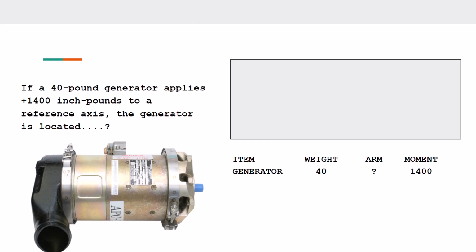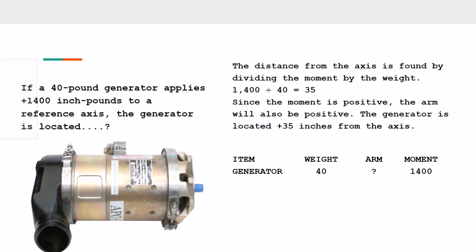Moving on to question number 4. If a 40-pound generator applies plus 1,400 inch-pounds to a reference axis, the generator is located... So this is tricky. This is giving you two criteria, a 40-pound generator and 1,400 inch-pounds. Every time you see inch-pounds, that is basically a moment. And we already have our weight, so we can do a simple IWAM, item, weight, arm, moment. Our weight is already given, 40 pounds. Our moment is given, 1,400.